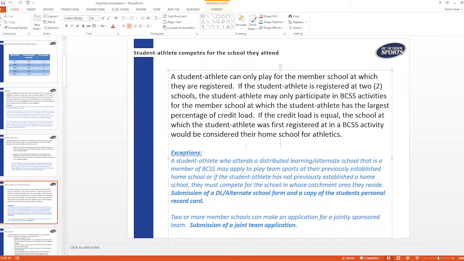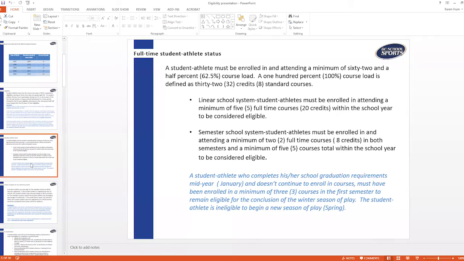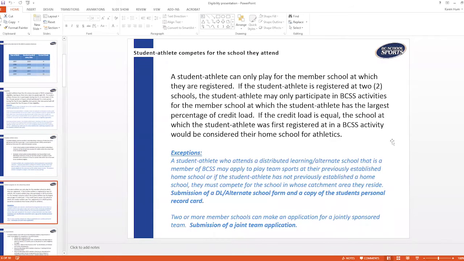students competing for the school they attend. So there's a lot of myths out there that if a school doesn't offer a particular sport that they can play for another school. So they can only play for the school they attend.